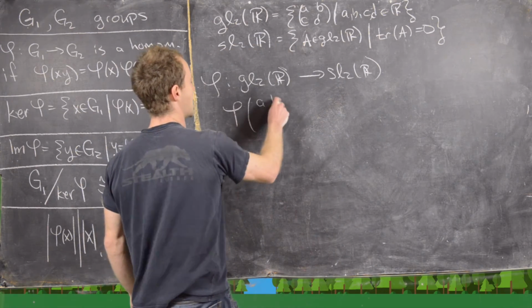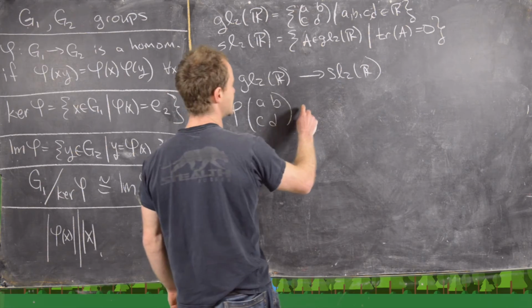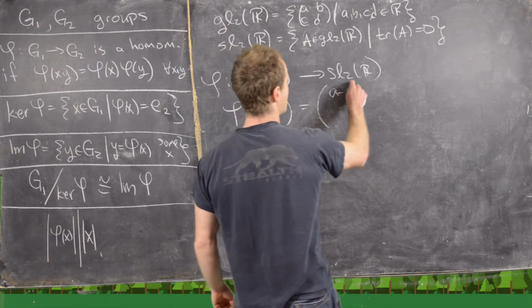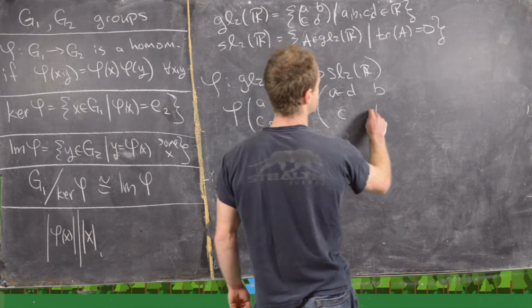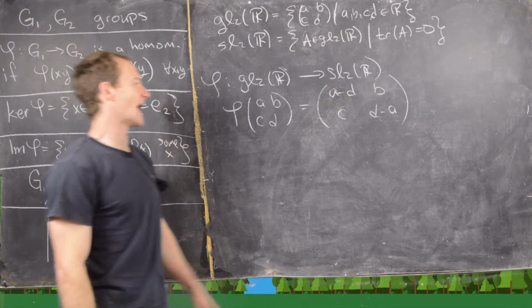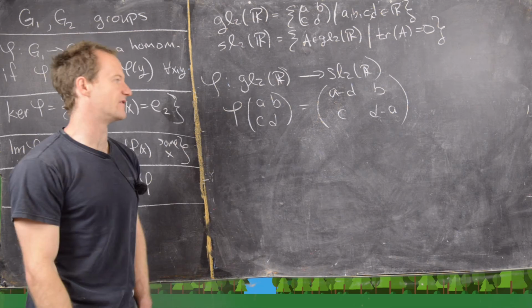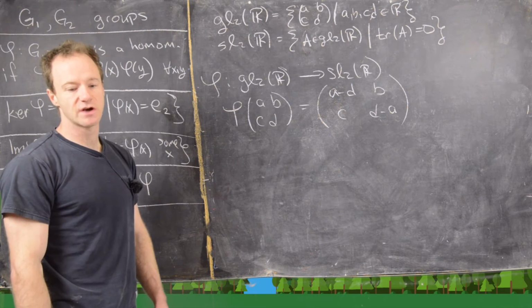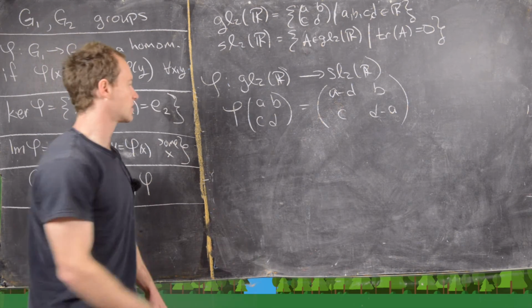Let's say phi of (A, B, C, D) is equal to the matrix (A minus D, B, C, D minus A). Okay, so notice that definitely lands inside of SL2R. So now let's go ahead and look for the kernel of this.